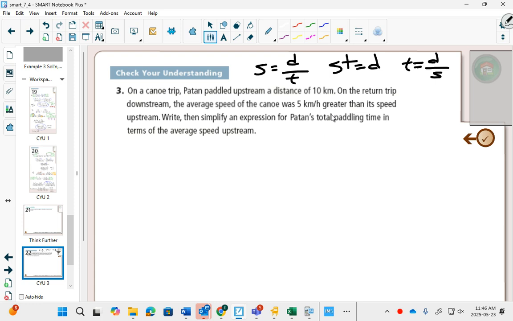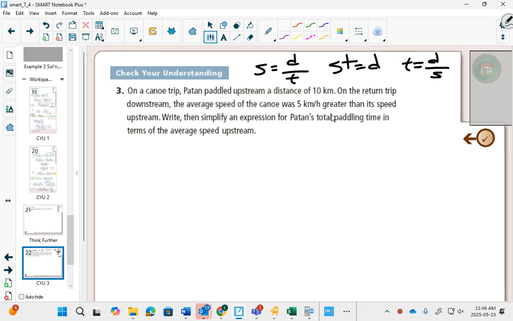Okay. Now we read this question. On a canoe trip, Patan paddled upstream a distance of 10 kilometers. On the return trip downstream, the average speed of the canoe was 5 kilometers per hour greater than its speed upstream. Write, then simplify an expression for Patan's total paddling time in terms of the average speed upstream. If you read this question, probably your first thought is, I'm a little overwhelmed. I don't know where I would start.